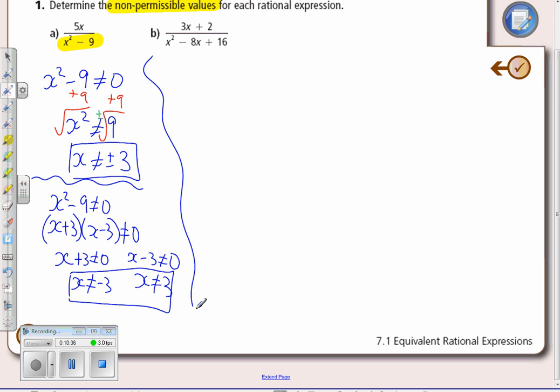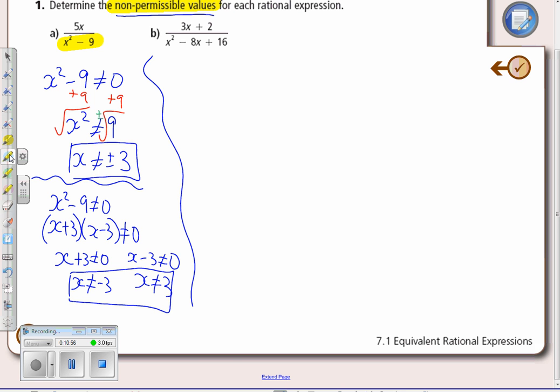You will see sometimes, when they're actually asking for the non-permissible values, they'll just use the equal sign, and they'll say, well, the NPV is when x is equal to plus and minus 3. I'm going to show you just to say it cannot equal because that's the restriction on it. That's what the domain is restricted to.